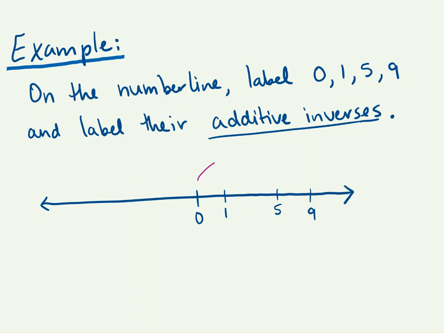We know 9 is 9 units away from 0, so its additive inverse would be 9 units away from 0 in the opposite direction, which would be -9. Similarly, the additive inverse of 5 would be -5, additive inverse of 1, -1, and then the additive inverse of 0 is just itself, 0.